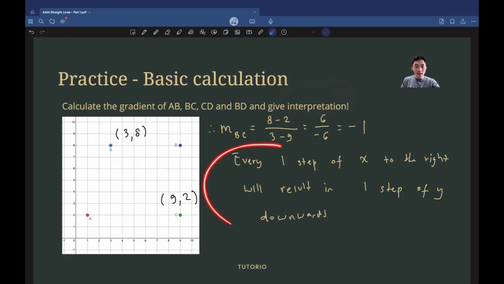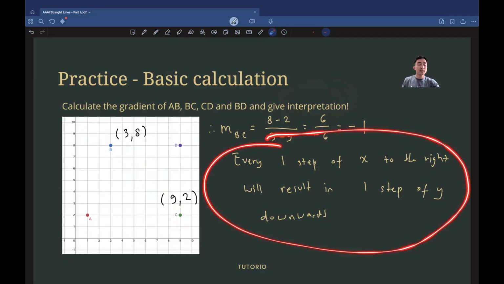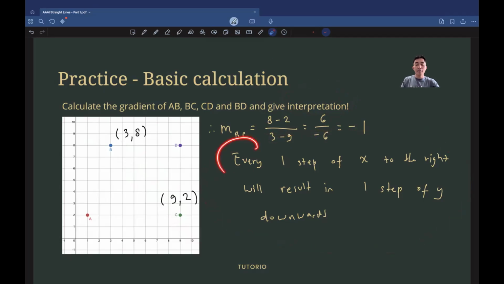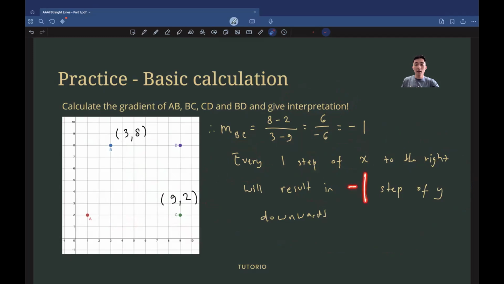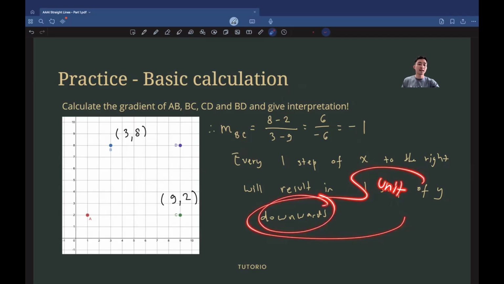And if you want the more exact language, maybe for an exam, then you should say that every increase of x value by 1 unit, because 3 to 4 is an increase by 1 unit, will result in minus 1 of y. You can say it that way, or you can say 1 unit of y downwards.